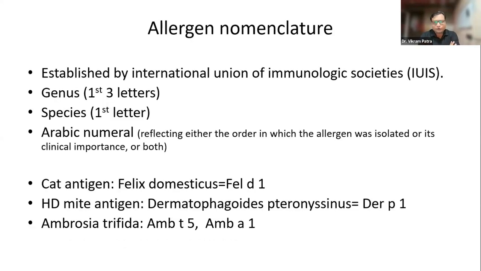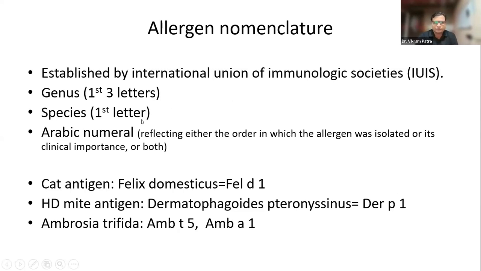So before going to the component result diagnosis, the molecules, a quick revision for the allergen nomenclature. It is established by the International Union of Immunologic Societies. The first three letters tell about the genus, and the first letter is the species. And then the Arabic numeral is given, reflecting either the order in which the allergen was isolated or its clinical importance or both. For example, this cat antigen, Felis domesticus is the scientific name.